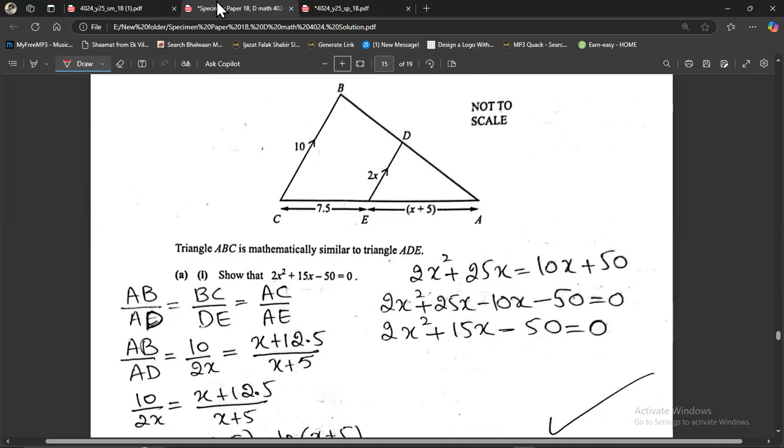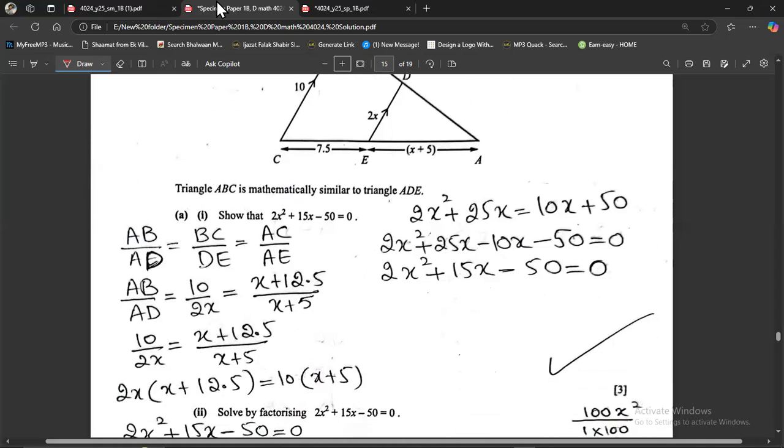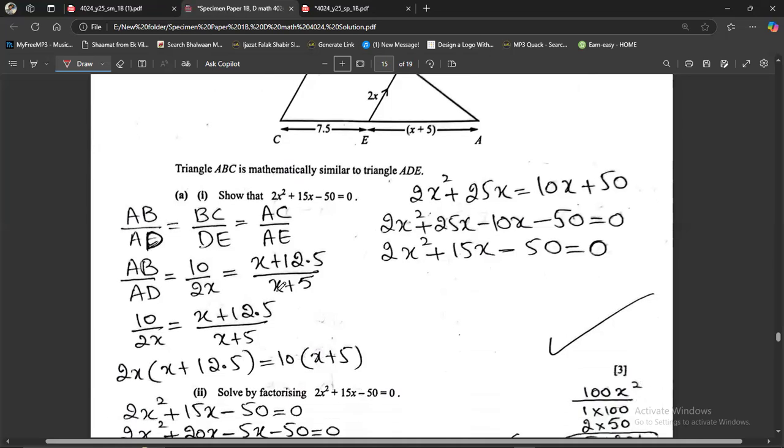AC is 12 x plus 12.5, divided by AE, which is x plus 5. Now I will just take these two and cross multiply here. So you will have 2x bracket x plus 12.5 is equal to 10 into x plus 5. So you will have 2x squared plus 25x is equal to 10x plus 50.